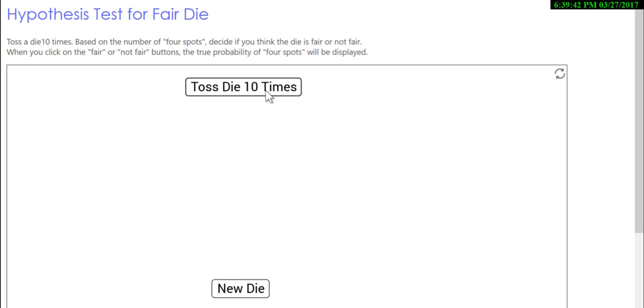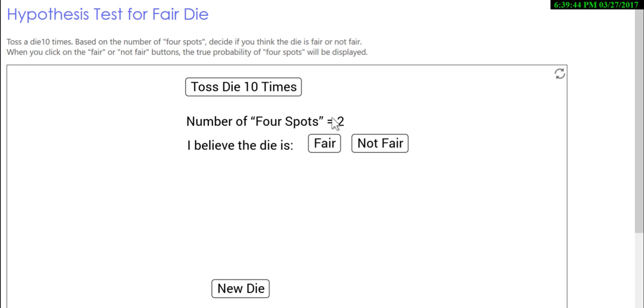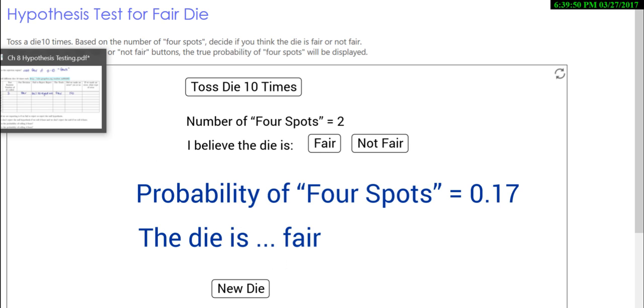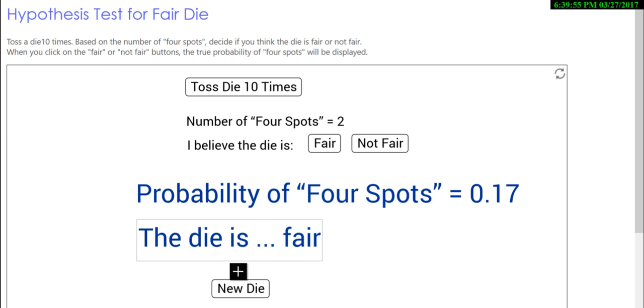Go back, we'll get a new die, we'll toss our coin. Once again, we got 2 4s. I believe the die is fair, and it was fair. So go ahead and just do ditto marks on your next line, I guess.